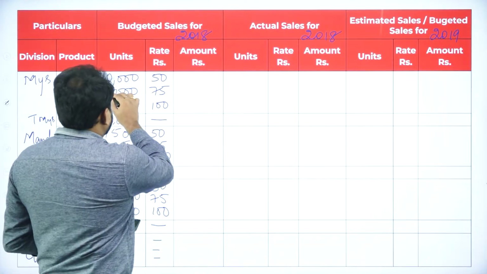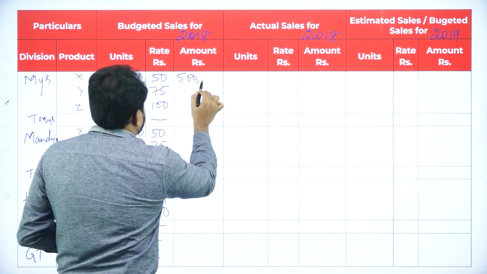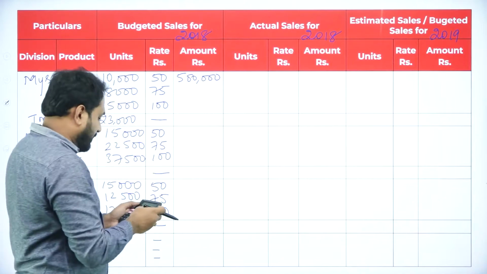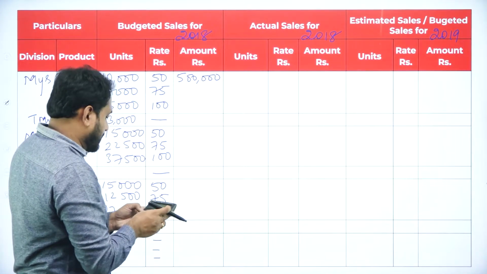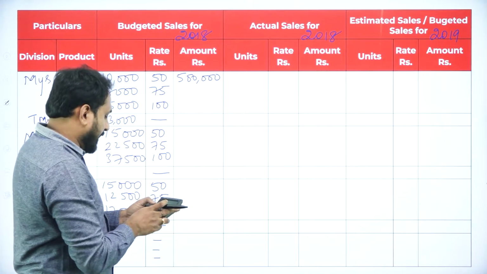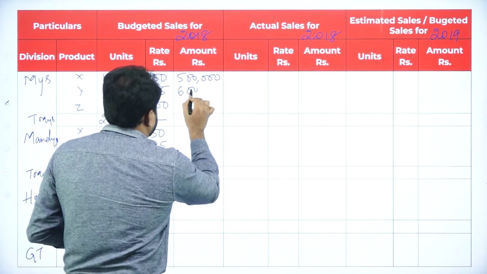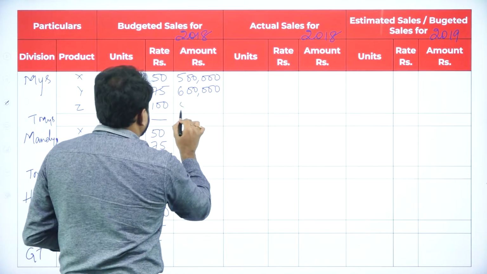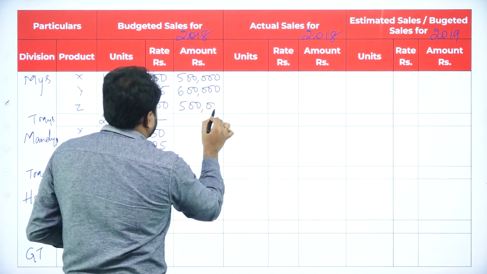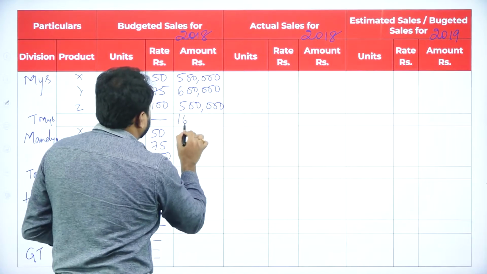So let's calculate 10,000 into 50, in the sense we have 5 lakh. Now we have 75 rupees into 8,000 is equal to 6 lakh. Done. Now here we have 5 lakh. So calculate 5 plus 5, 10, 10 plus 6, 16. So we have 16 lakh here.